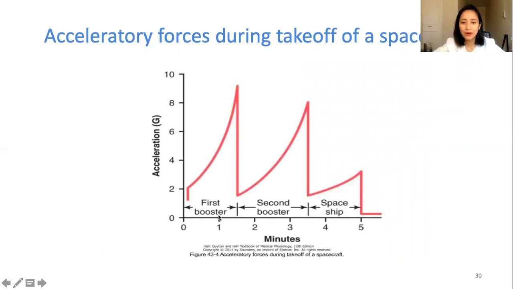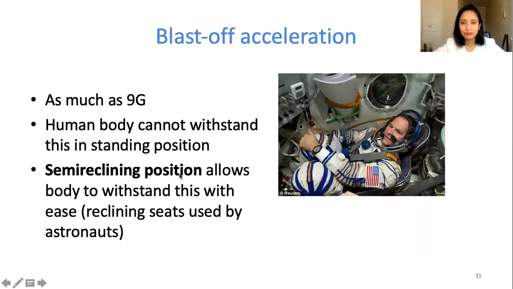During takeoff of a spacecraft, there are acceleratory forces. At the first booster, the G can go as high as 9G, and then on the second booster, as high as 8G. And when you're already in the spaceship, the acceleration would be about 3G.